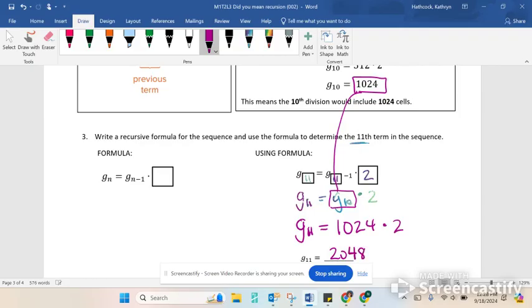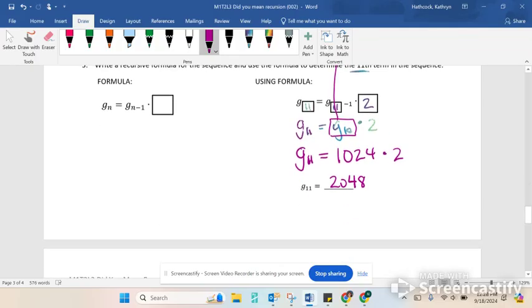Which, if you haven't had a chance to play that game, you should Google, well, maybe don't Google it, it's kind of addictive, but 2048, it's a great game if you haven't tried it before.